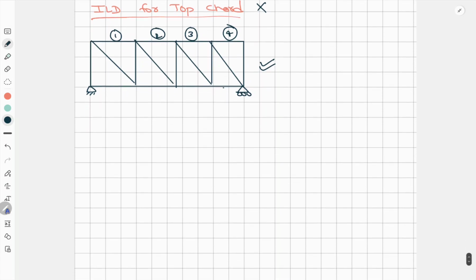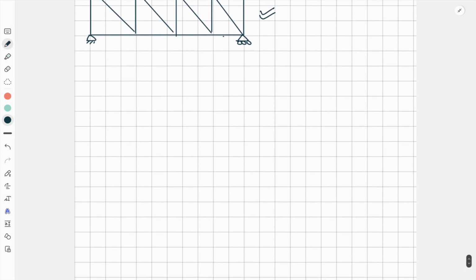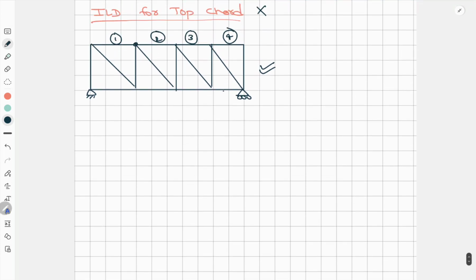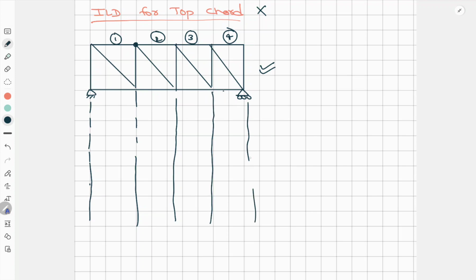Now I'll draw for this member first. So we have to draw a projection here like this, from end to end, from here and it's here. Now draw like this. Here we have to find for this area, this member. So the maximum bending, that ILD ordinate, will be here.